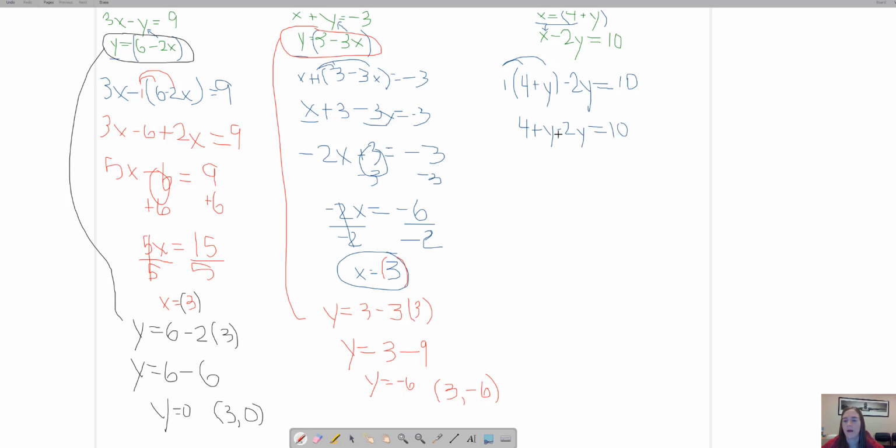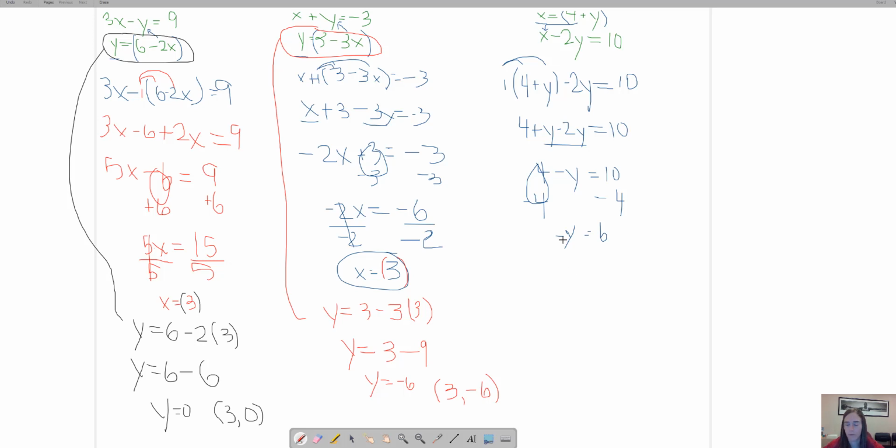And then we have to combine our like terms, which are our y's this time. So 1y minus 2y is negative 1y. So I'm going to have 4 minus 1y equals 10. Then we have to solve for y. So I have a positive 4 here, so to get rid of that, I'm going to have to do the opposite, which is to subtract it. So I'm going to subtract 4 on both sides, makes that 0. So I still have a negative in front of my y. Okay, so that's a negative y equals 10 minus 4 is 6.